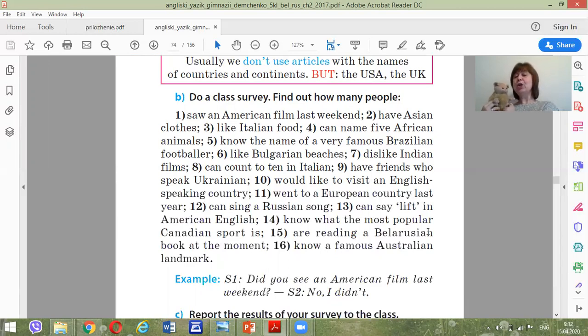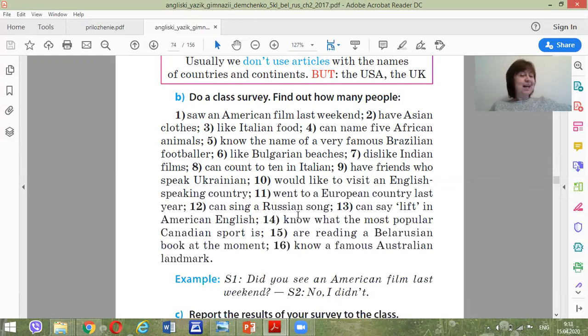Okay. Do you know what the most popular Canadian sport is? Yes, I do. It's ice hockey. Are you reading a Belarusian book at the moment? No, I'm not. Do you know a famous Australian landmark? Yes, I do. I know the Opera House in Sydney. It's very beautiful. Thank you, Freddy, for your help. Now, my friends, you can take your toys or your pets and ask them your questions.